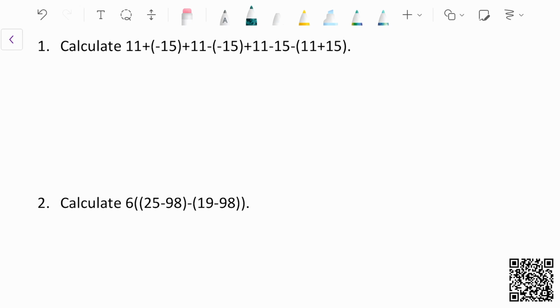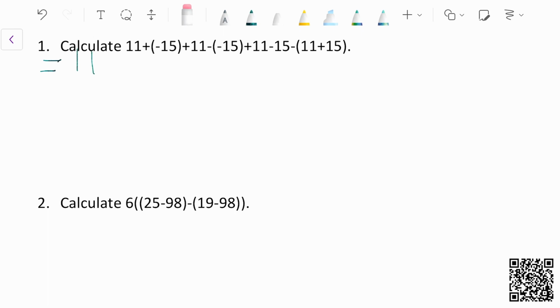So the first question for today is, calculate 11 plus this, subtract this, plus this, subtract that, and so on. But we can immediately see here that there are two recurring numbers, 11 and 15, so we can actually even them out if we put them into a more friendly equation. So let's just simplify this.